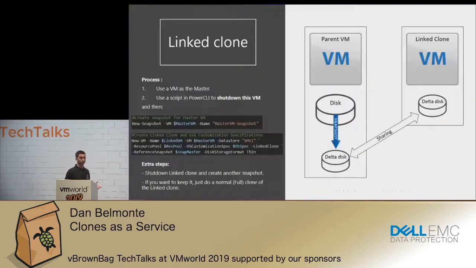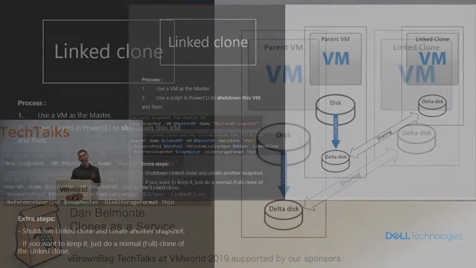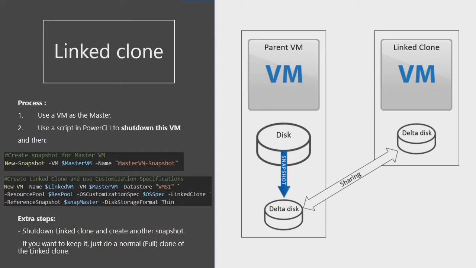So how does it work? Basically, a linked clone is just a clone that is running from a snapshot. You can see here that we need to use a VM as a master, for example, SQL1. I have some details over here about the script. It doesn't show up very well, but it doesn't matter. We just make a snapshot of the master VM. We run a command that says New-VM, and so on, just referencing that snapshot.